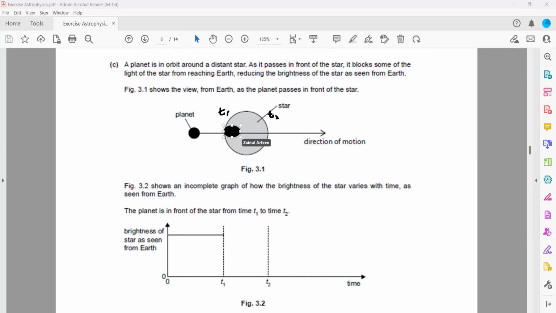So what will happen to the brightness of the star? Because the planet will block the light, we'll have less brightness. When the planet is between the star and us, the brightness will decrease. And then when it crosses, the brightness will increase again, so we'll observe the same brightness of the star. Is it clear?